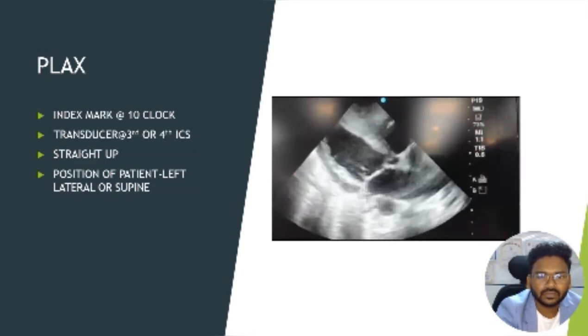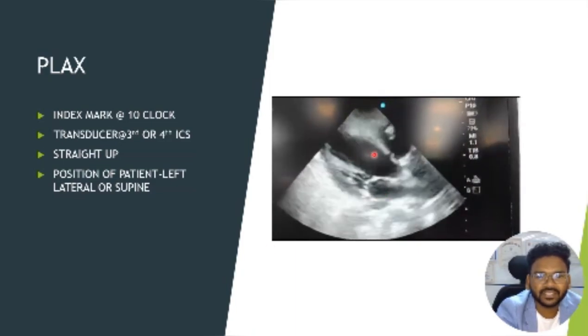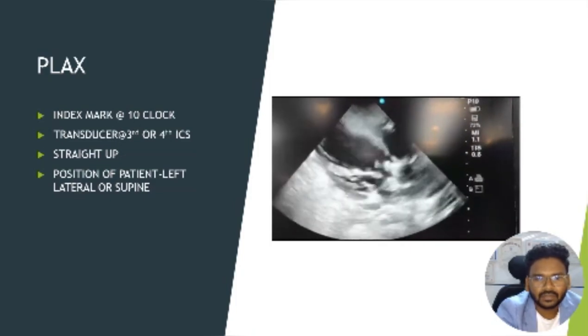So in this view you can see the left atrium, left ventricle, then right ventricle, and here the aorta and aortic wall, and here the mitral valve, and there is some structure inside the left ventricle, that is the papillary muscle. So this is the parasternal long axis view.